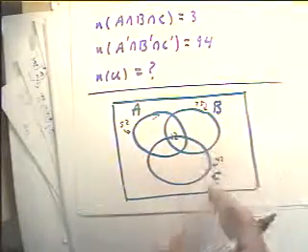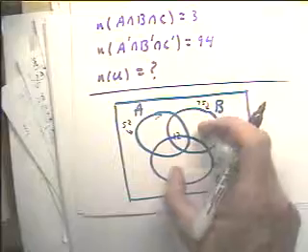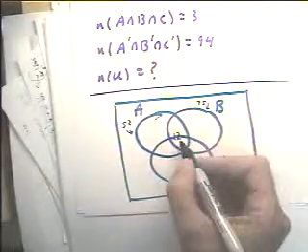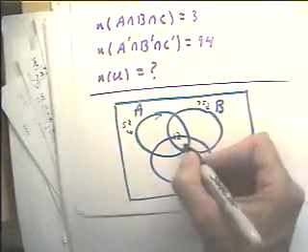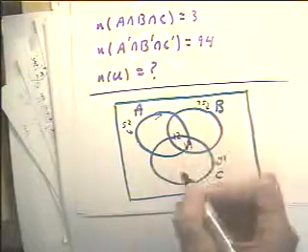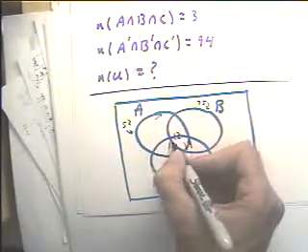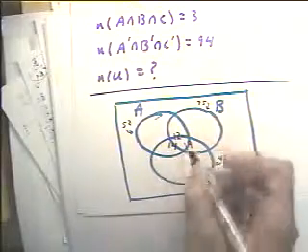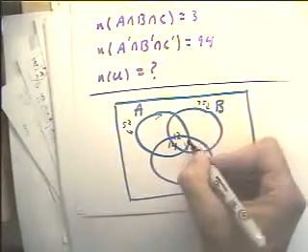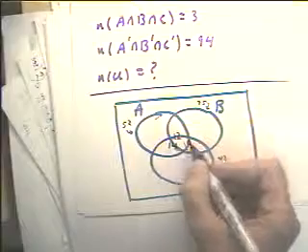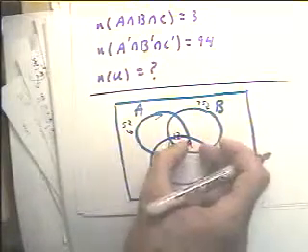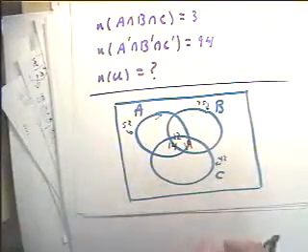In B intersection C, we're told that B intersection C, the intersection of these two sets, which will consist of these two regions, has 19 elements. We'll put the 19 here. And that there are 14 in A intersection C. Now, note again that I'm putting those numbers on the boundaries to indicate that these numbers overlap two regions.